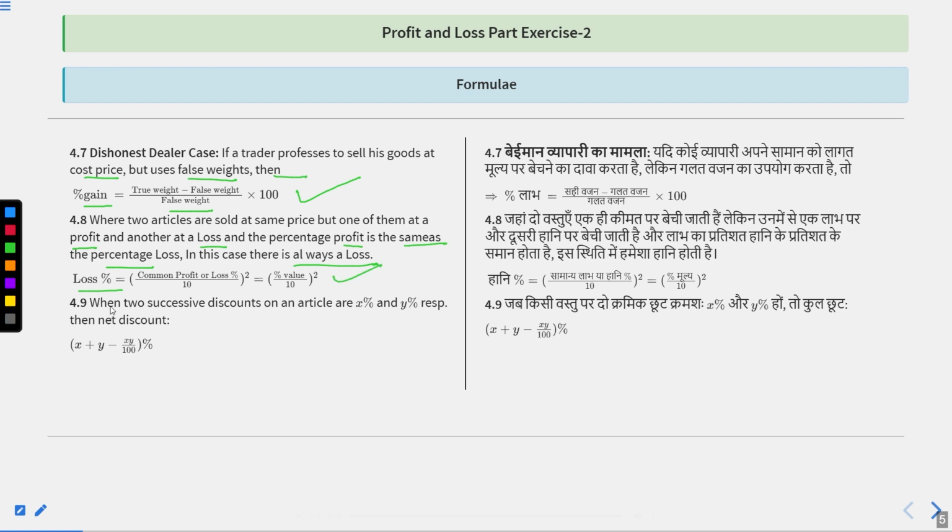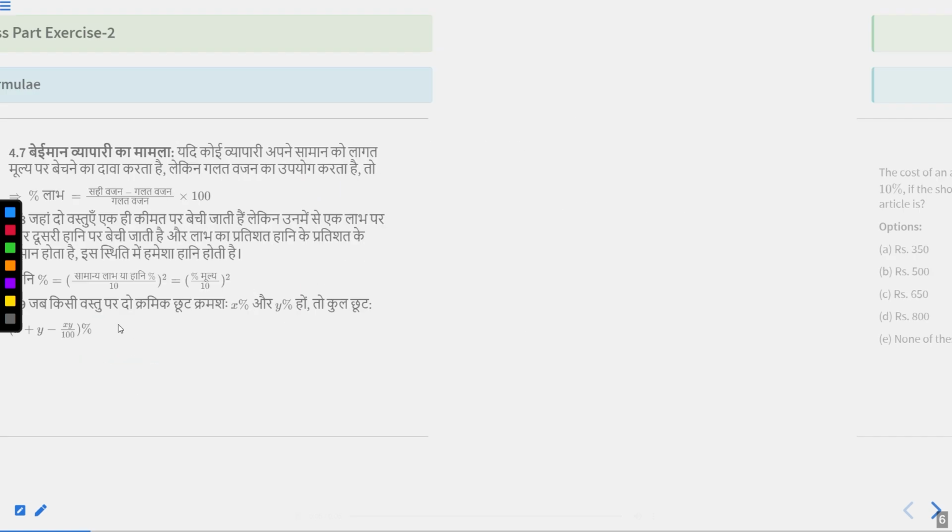Clear? Next is when two successive discounts on an article are X% and Y% respectively, then the net discount we can directly calculate by this formula: X plus Y minus XY upon 100.